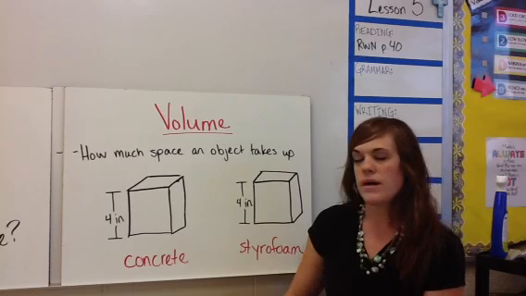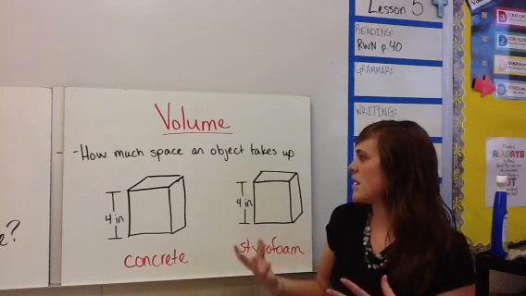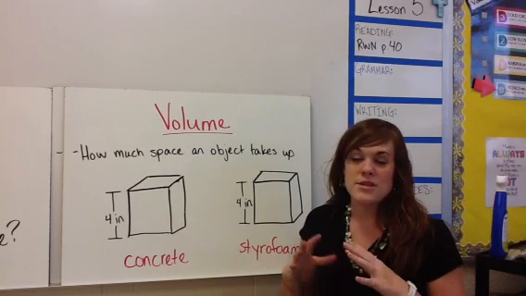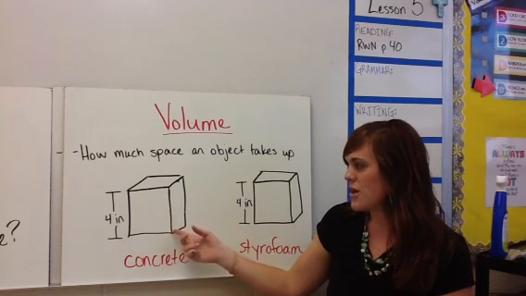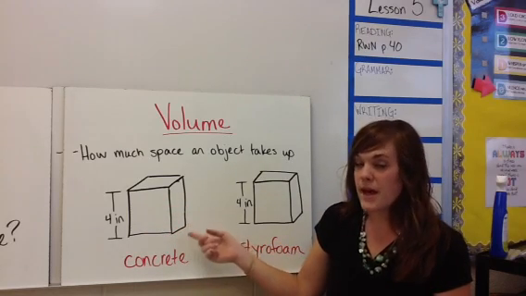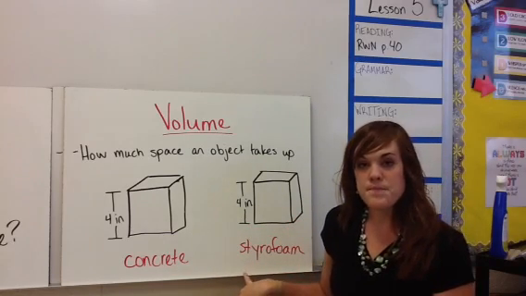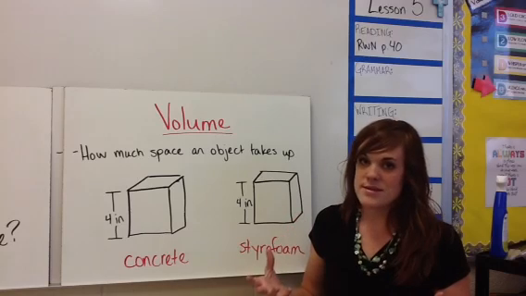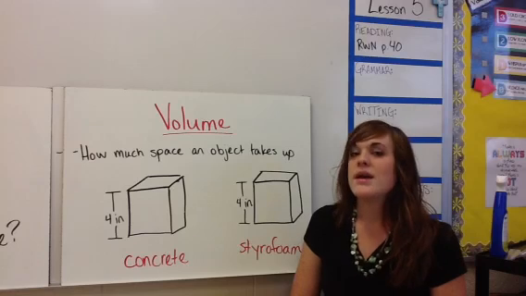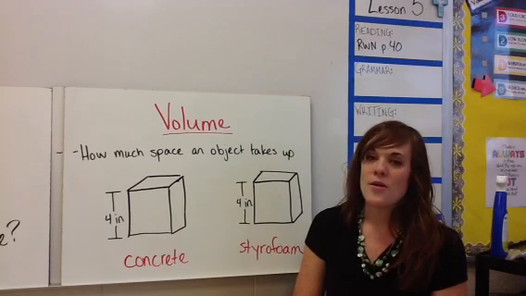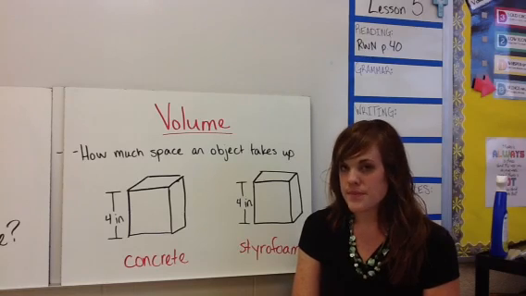Volume is the one that we are most familiar with by this time, and that's just how much space an object takes up no matter how much it weighs or what it's made of. A 4" by 4" by 4" cube of concrete has the same volume as a 4" by 4" by 4" cube of styrofoam. Volume is just how big it is, how much space it takes up. Oh, I forgot to tell you, you need to write down the definitions of volume, weight, and mass in your science notebook.